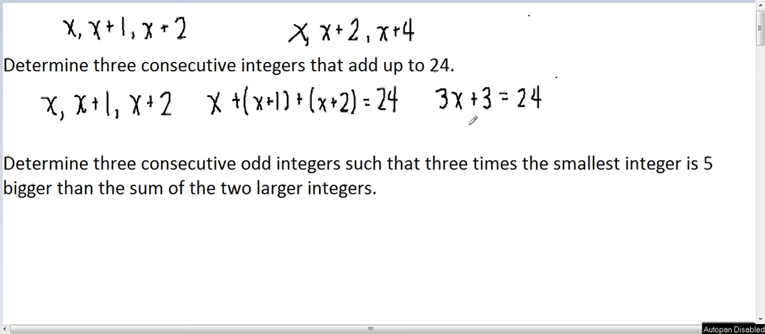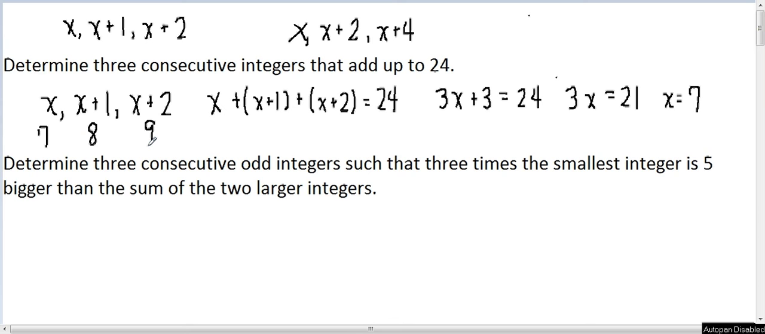Now we can subtract 3 from both sides of the equation. When we do, on the left-hand side, we are left with 3x. And on the right-hand side, 24 minus 3 is equal to 21. Then we divide both sides by 3, which gives us x is equal to 7. So the smallest number is 7, the next largest number is 8, and the largest number is 9.